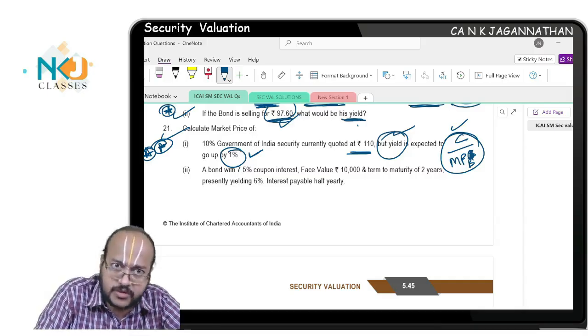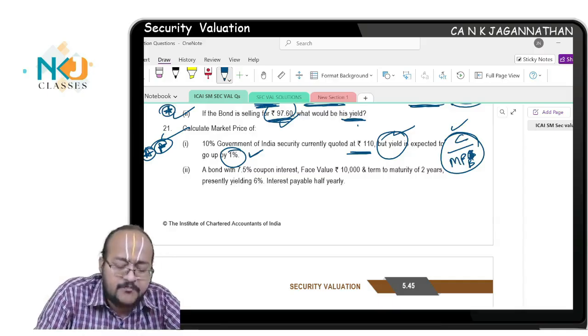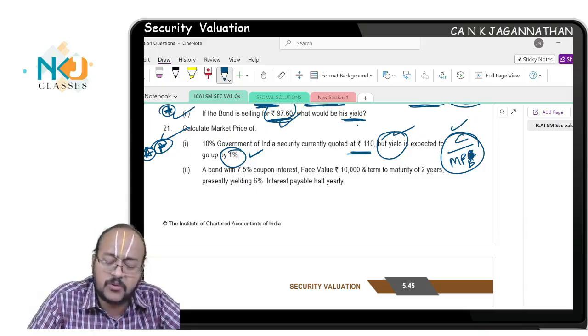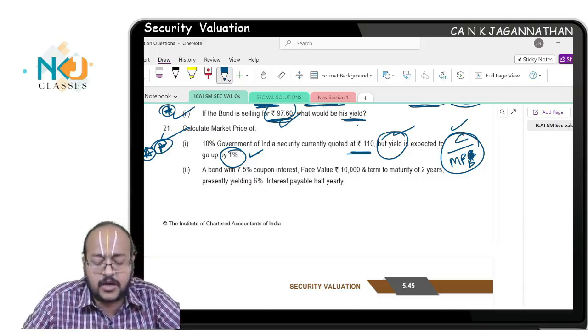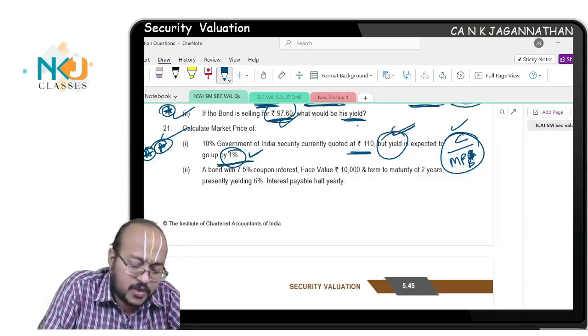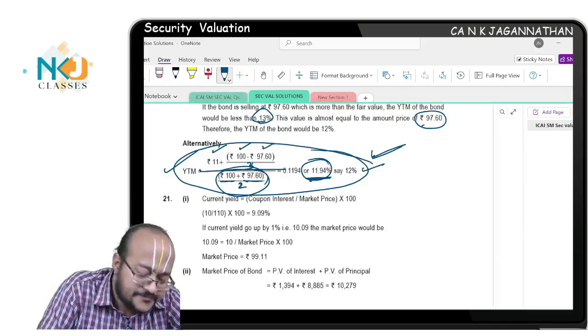You should use YTM to discount the bond cash flows, but here they have used the current yield to discount them. I will explain how. We can't do anything; you should take this as current yield and not YTM. See, very simple, how they have solved.